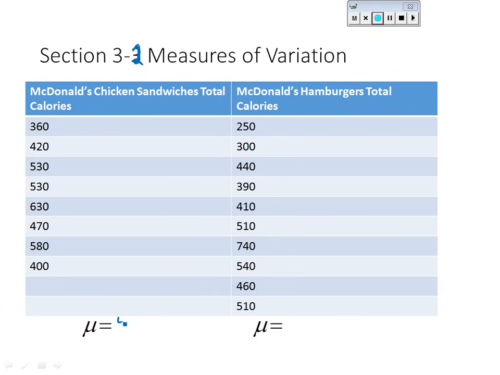All right, we should come up with 490 for our chicken sandwiches. And for our hamburgers, we should come up with 455. Just continuing to get used to the symbols, guys. The mu, population mean. Just to continue getting used to the symbols.